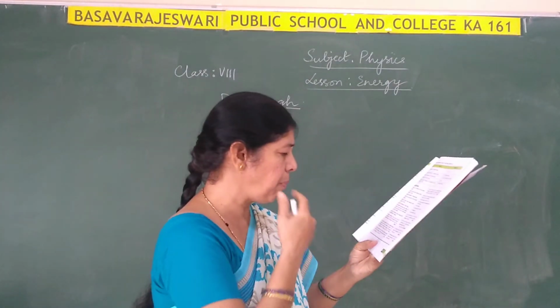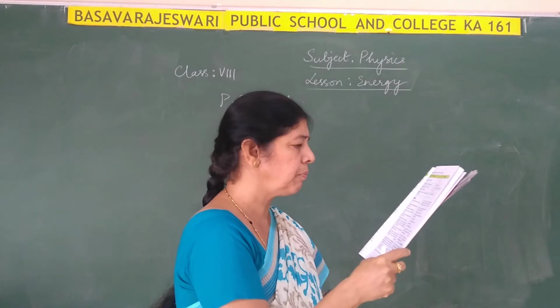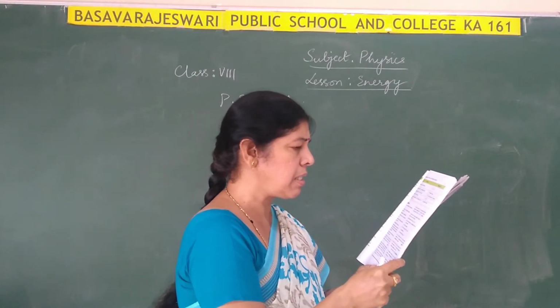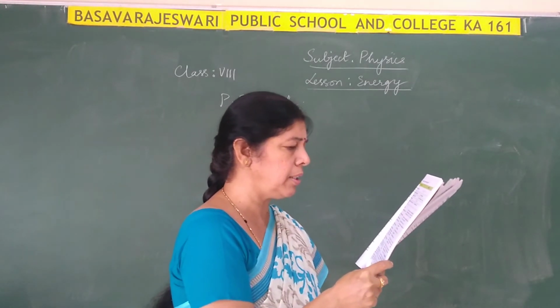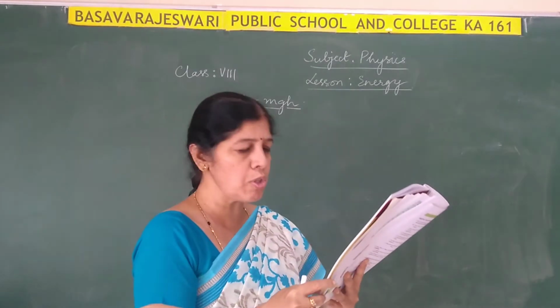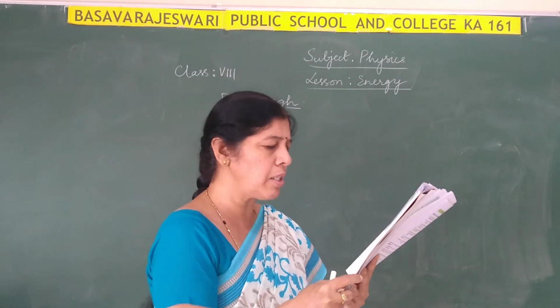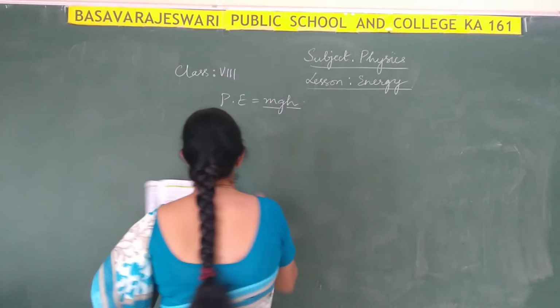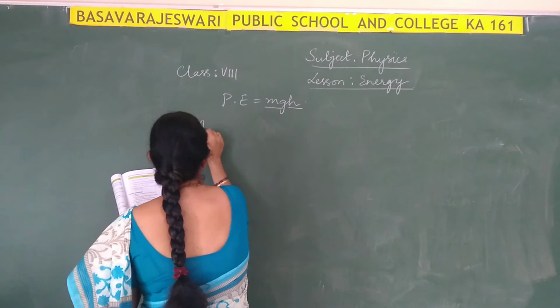Now see here, I have a problem. A stone of mass 0.1 kg is projected vertically upward by expending 80 joules of energy. How high does the stone rise? Let us solve this problem.